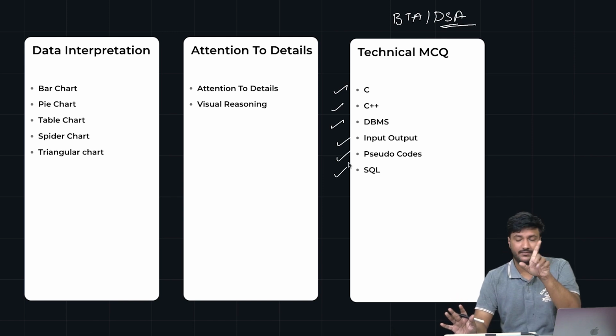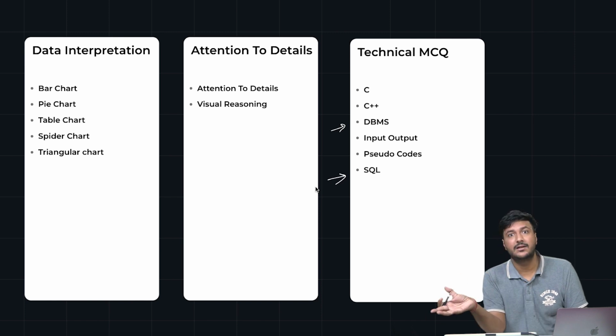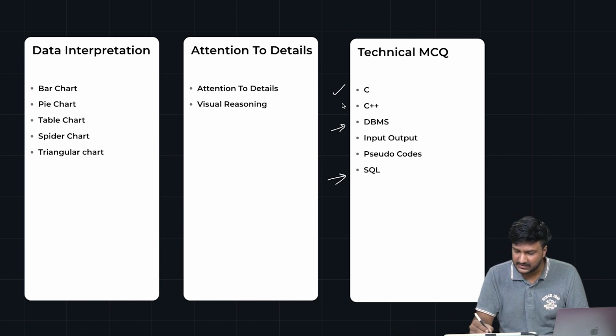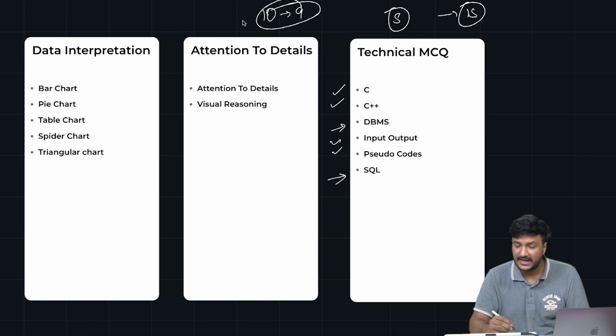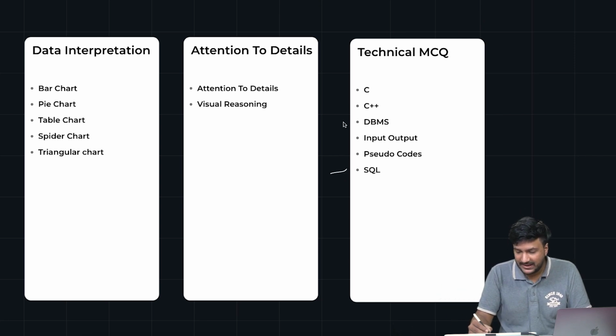There's a sectional cutoff in each of these, by the way. I know that a lot of EC people would not know DBMS and SQL. But a few of them will still clear this written round because they may have performed really well in C, C++, and input-output, DSA questions. Let's say in DBMS and SQL there are 5 questions out of 15. Maybe the other 10 they solved very correctly, let's say 9 out of 10. They may still go to the next round if they perform really well. But still, if you do not know SQL and DBMS, which would definitely be asked in the BTA profile, it is a little hard for you to go to the next round.